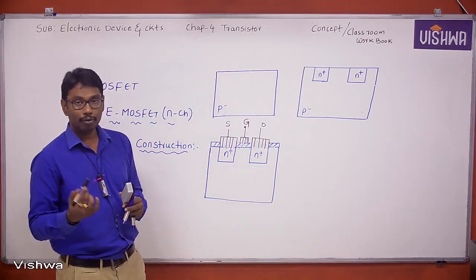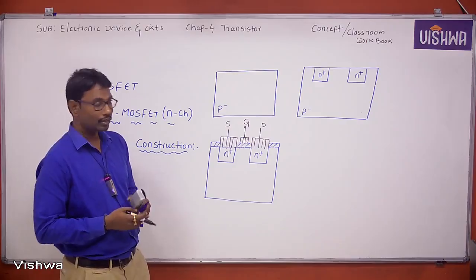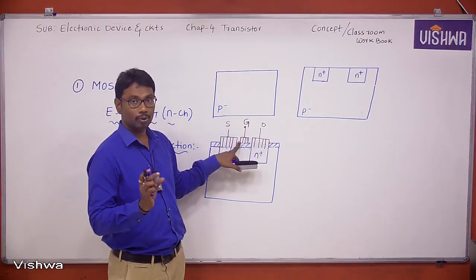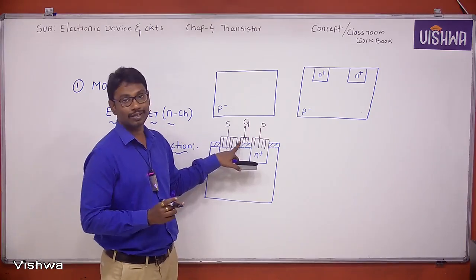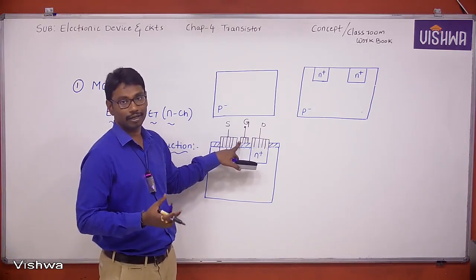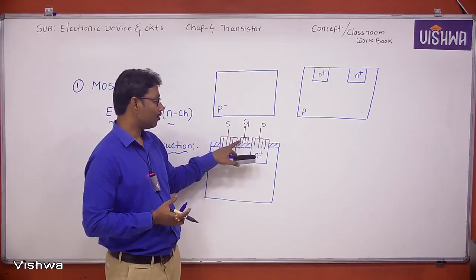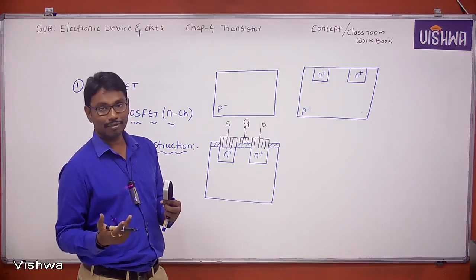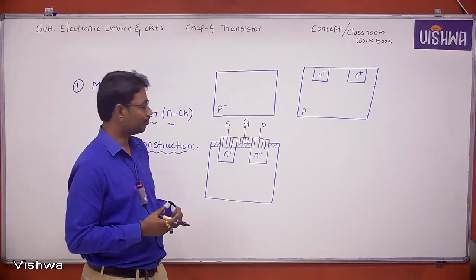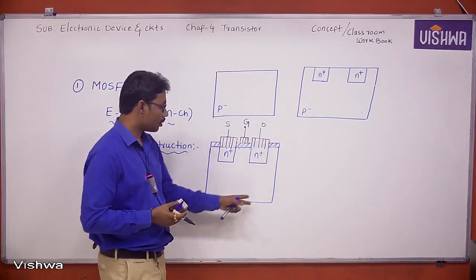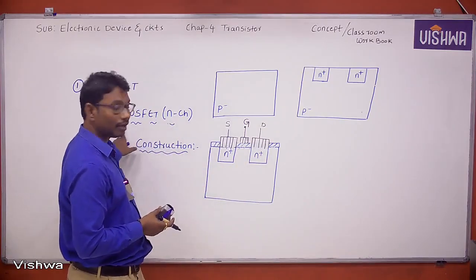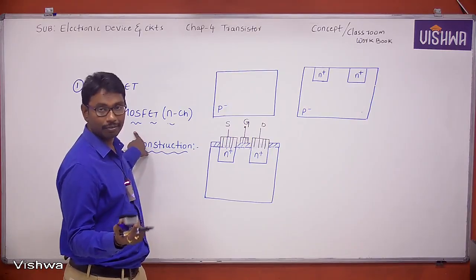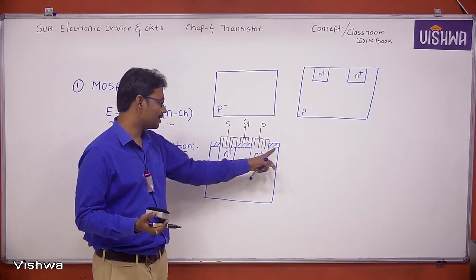One more point here: in modern MOSFETs, instead of metal, a heavily doped polysilicon is used as a gate, because this heavily doped polysilicon offers less resistance. Less resistance means it offers high conductivity. This is the construction of the N channel eMOSFET. Similarly, if you want to construct a P channel eMOSFET, then you can consider exactly the opposite.